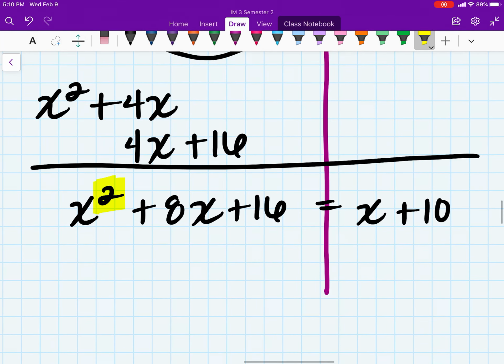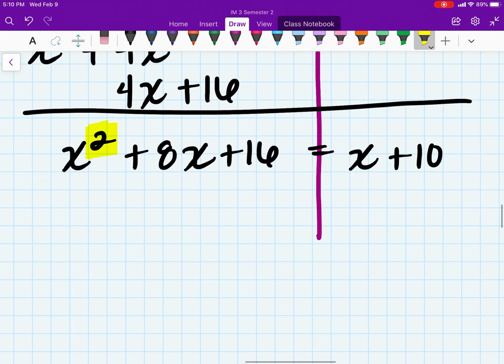Our highest exponent here is a 2. When your highest exponent in this case is a 2, that means that you could actually factor the equation here by using the diamond method. Now, in order for you to factor, you actually have to make your equation equal to a 0. So, in this case, in order for us to make the equation equal to 0, I'm actually going to be moving all of this to the other side.